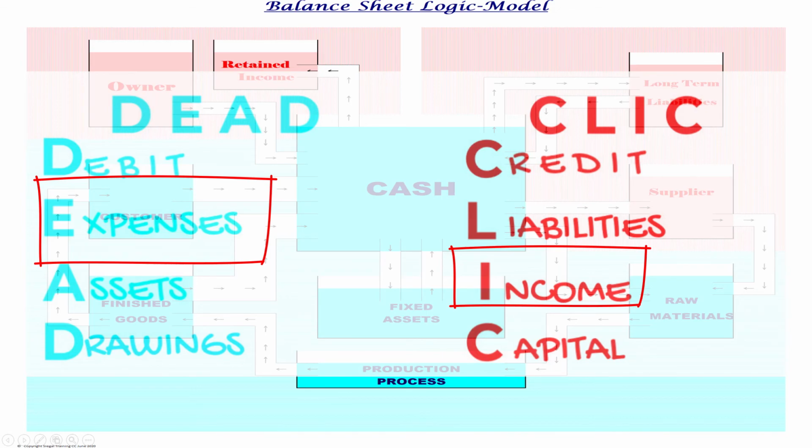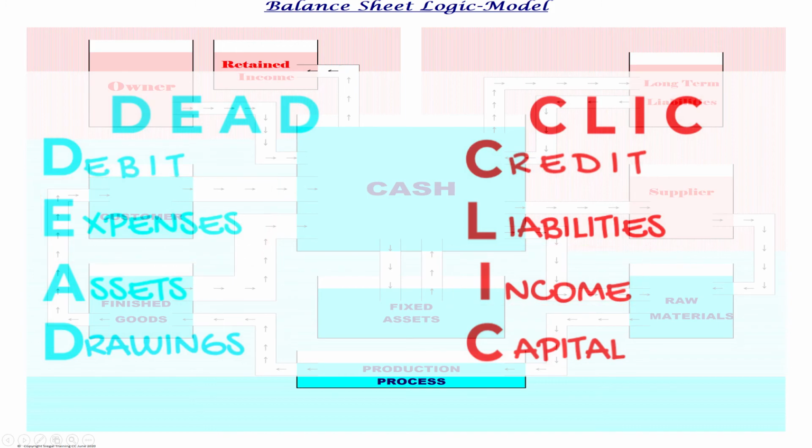Now, the last part of that mnemonic was the D at the end, which stood for drawings. Now, all drawings are an expense to the business. It is money that the owner has taken out of the business for himself or herself. So that is money that has been paid. Therefore, drawings reduces the owner's equity. And owner's equity is red. So if we reduce it, it's blue.